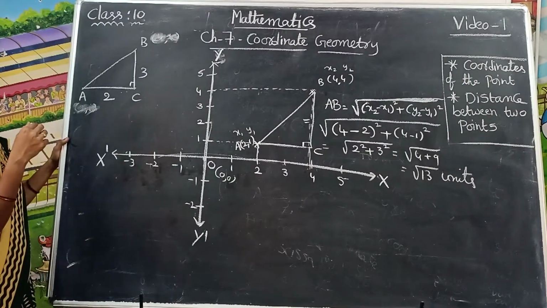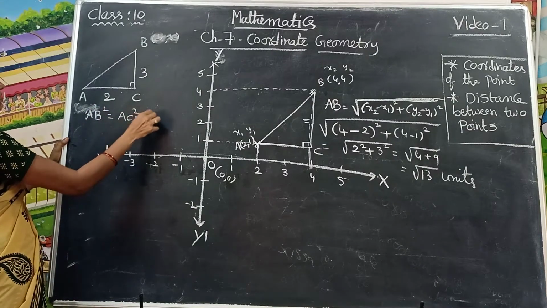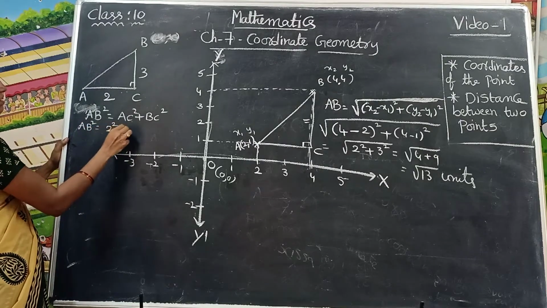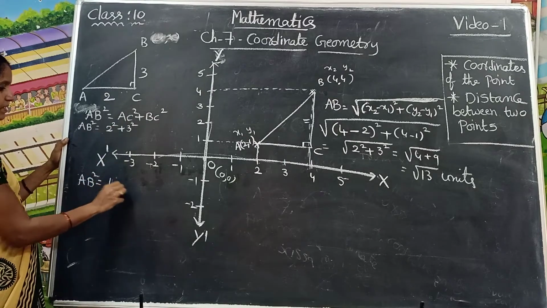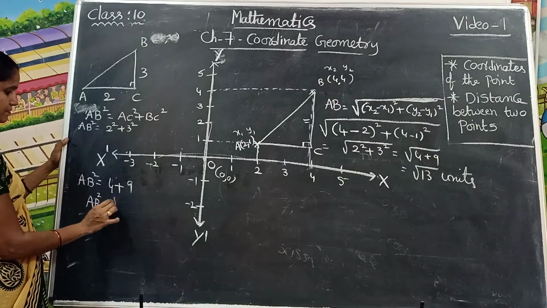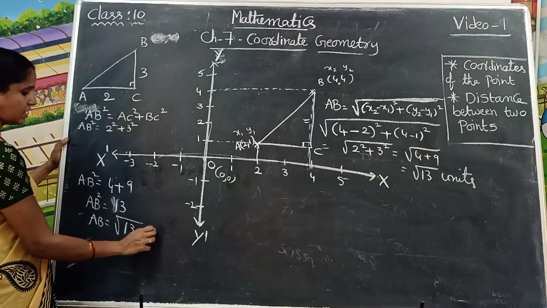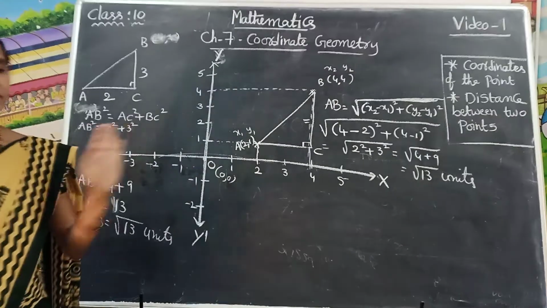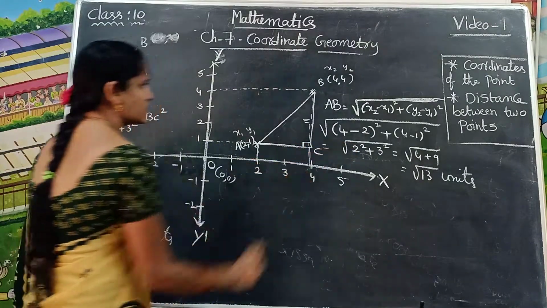Now, according to the Pythagoras theorem, the square of the hypotenuse is equal to the sum of squares of the other two sides. So AB square equals AC square plus BC square, 2 square plus 3 square. AB square equals 4 plus 9, which is 13. So AB equals root 13 units. By using the Pythagoras theorem we get the same as by using the distance formula.